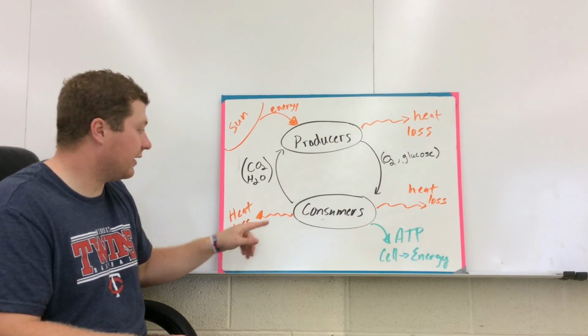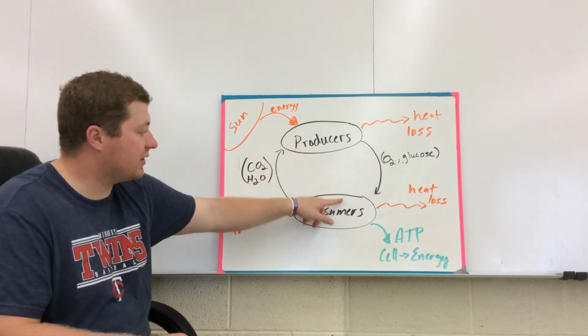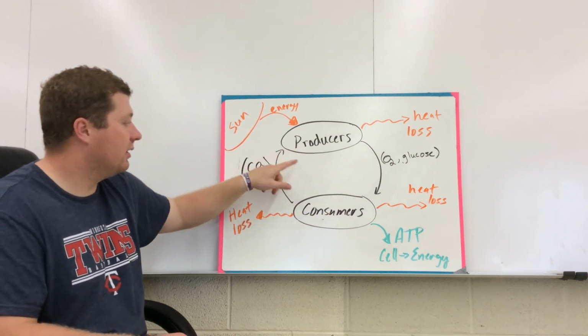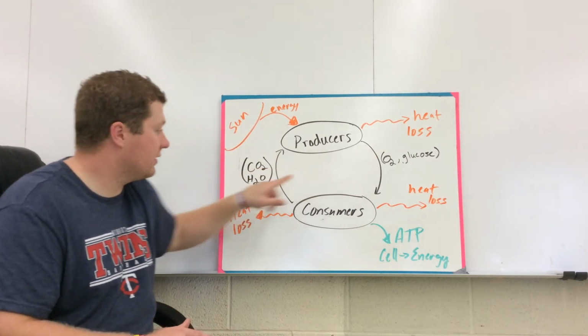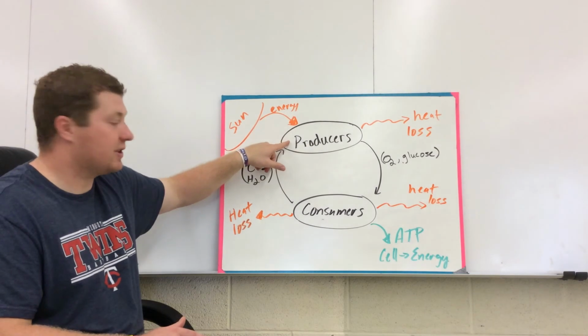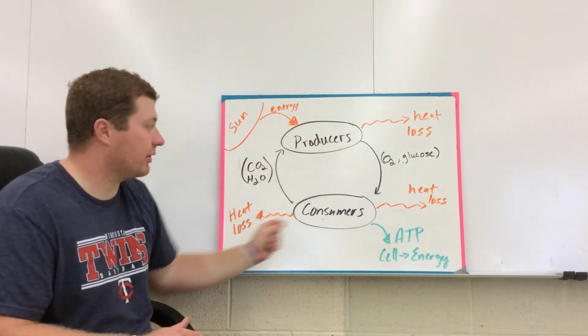Same thing over here. So these producers and consumers cycle back and forth. Consumers then use that oxygen and glucose to produce CO2 and water, which the producers use. And this cycle repeats over and over.